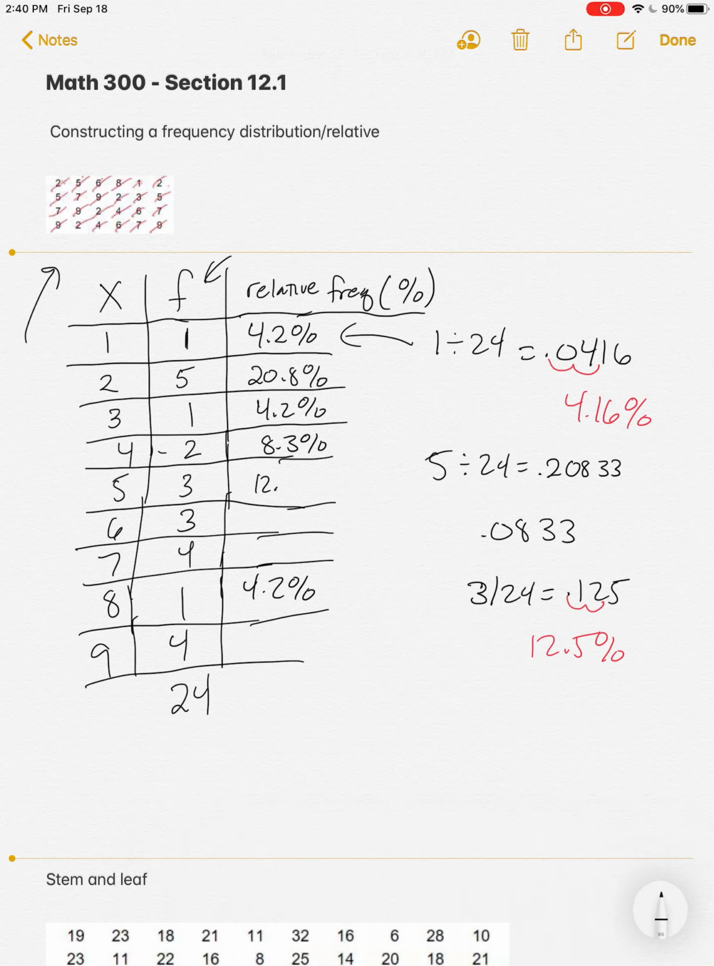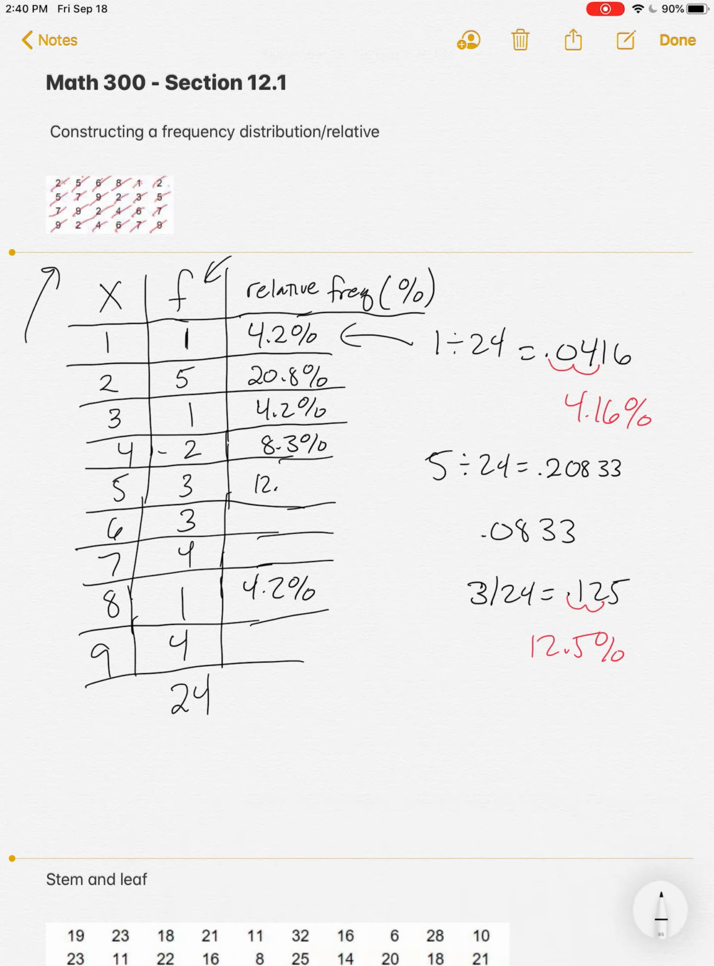Should go on forever, yeah. It's 0.1666 repeating, or 16.7%, and 16.7%. Now, what do you think all these percents should add up to? You don't have to do this, but it's a good way to check whether you did the right thing.